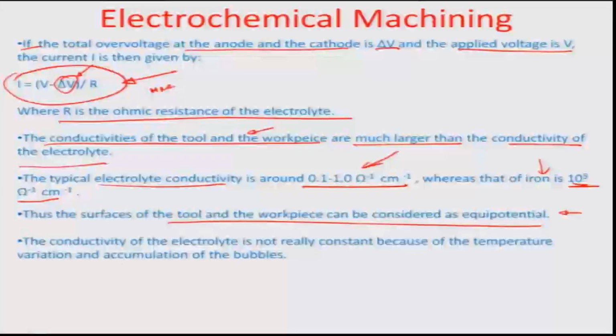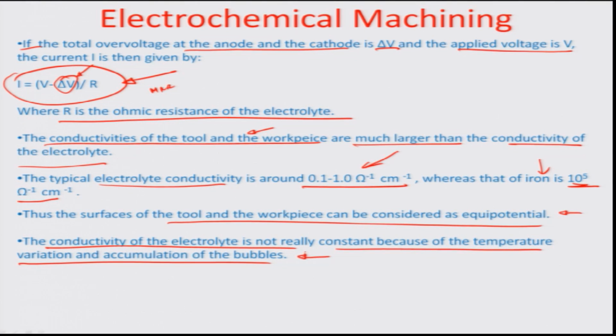The conductivity of the electrolyte obviously is not really constant because of temperature variation, accumulation of bubbles, also a sporadic dissolution of the anode, which results in some small areas which would be islands, and I am going to talk about this in great detail when we talk about defects in ECM. And obviously when we go to the micro level and do ECM, electrochemical micromachining, these factors have to be considered in great detail at that time.